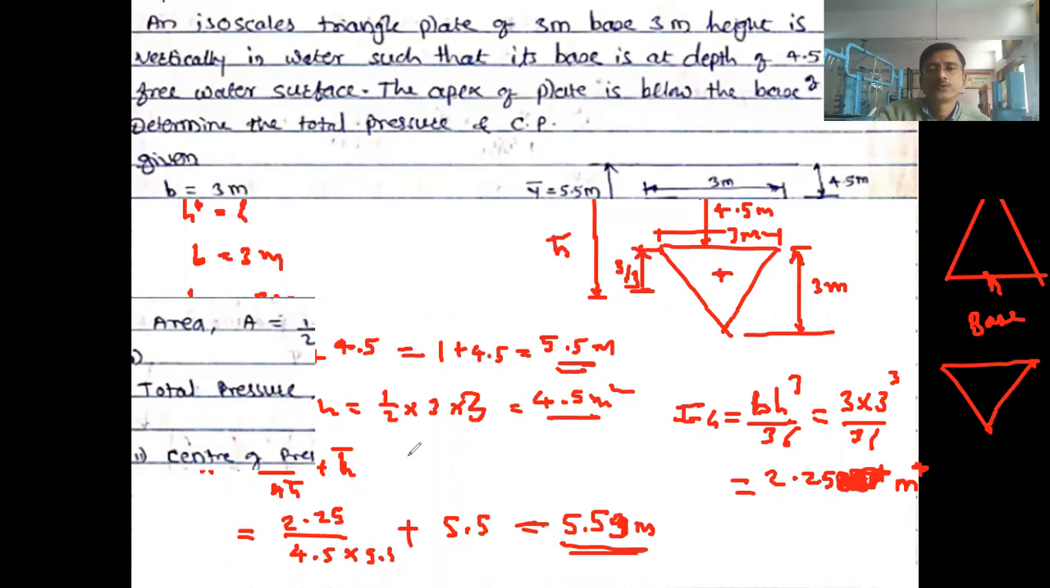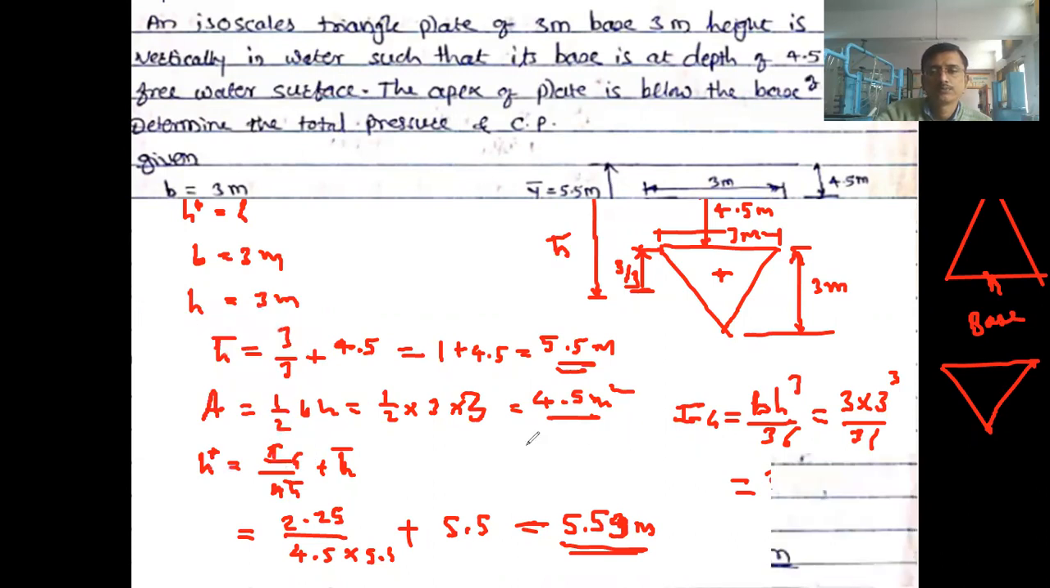So here all of you pay attention. One thing you might have observed in the previous problem and this problem also, the position of H star, the distance or the value difference between these two. How much is H bar? It is 5.5. How much is H star? It is 5.59. So which is greater here? H star is greater.